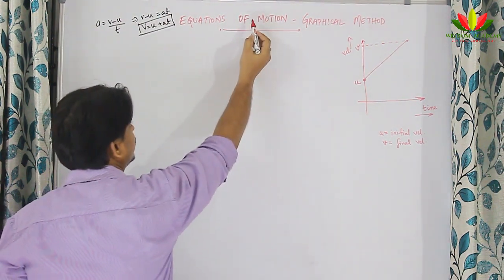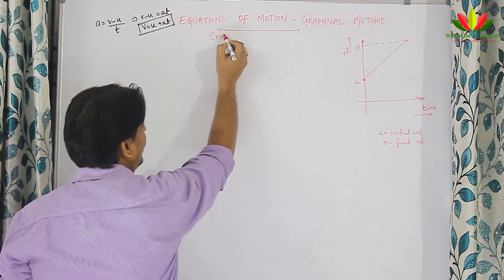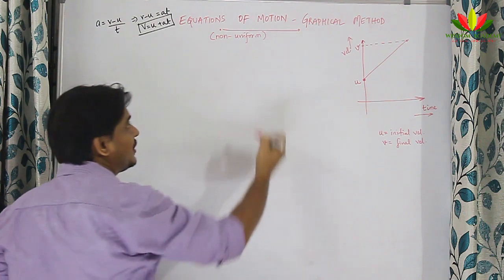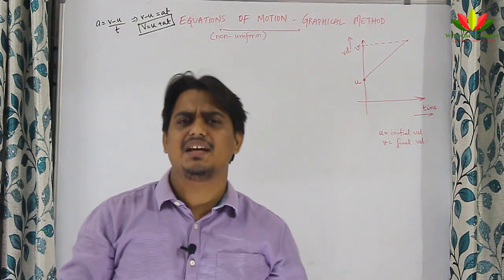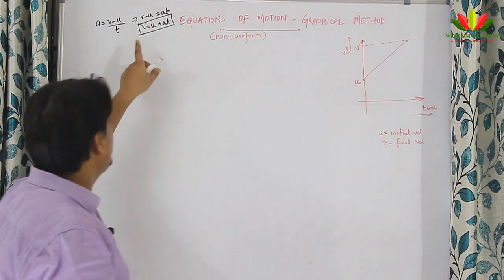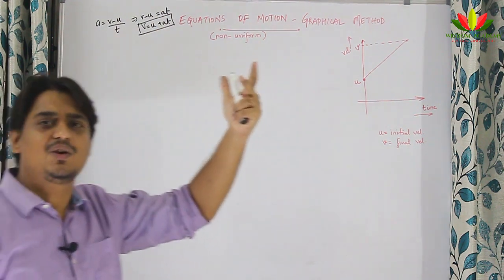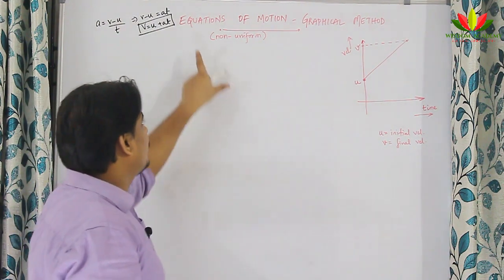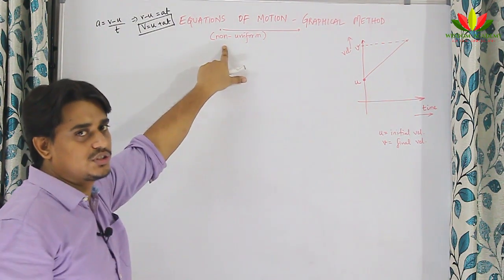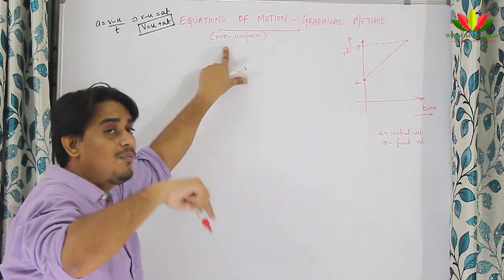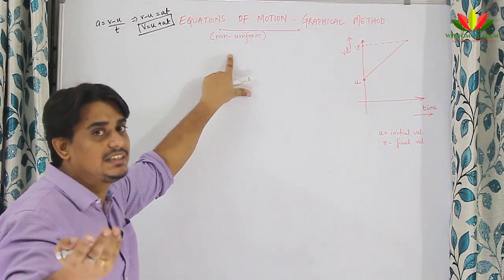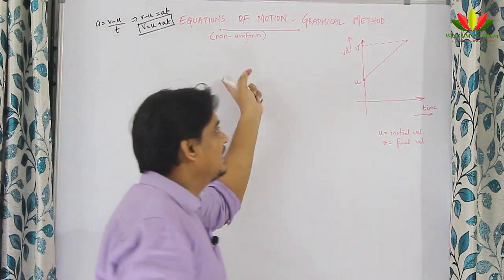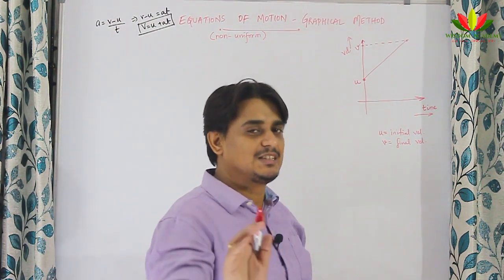So remember that equations of motion are always given for non-uniform motion, because if it is uniform motion, v and u will be the same, and then there is no meaning of these equations. Acceleration itself will become 0, isn't it? I will repeat once again, if it is uniform motion, velocity will not change. When velocity will not change, where is the question of acceleration? There is no acceleration. Here, since the velocity is changing, there is some acceleration.